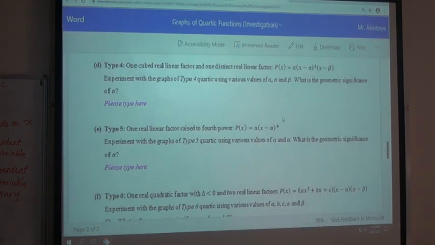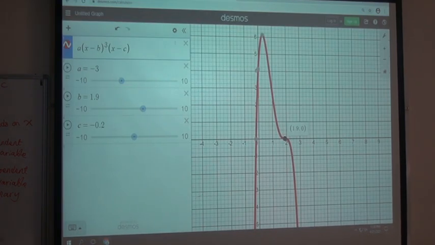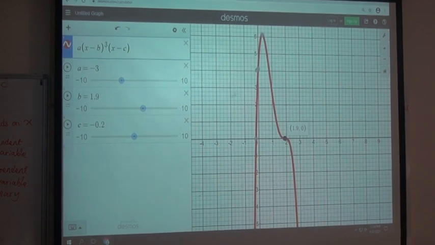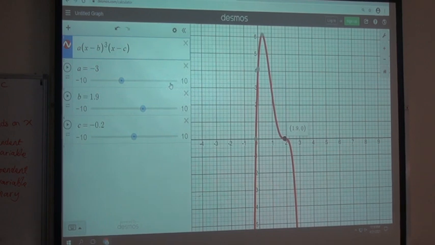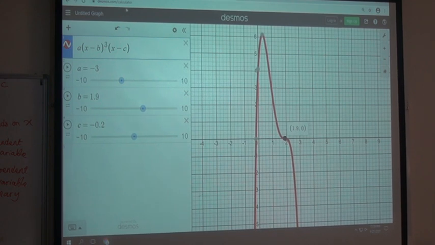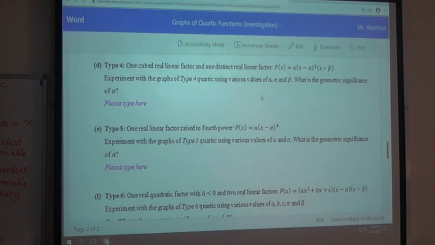Now, what if all are 4? I think we have seen this already. If all are 4, it is just going to be so flat at that point, and it's going to just touch, not cross. Because the moment it crosses, it's meant to come back, right? And it cannot come back. Once it comes back, it has 2 points of intersection, and it's not supposed to have 2 points of intersection.